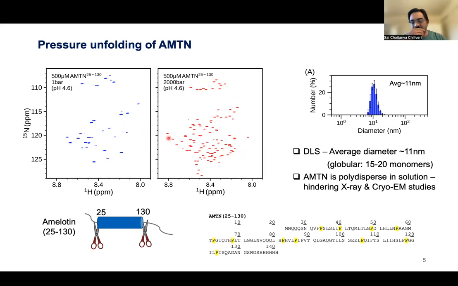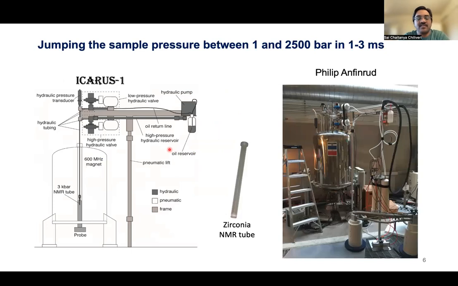This allowed us to perform high pressure NMR experiments by rapidly switching between high pressure and low pressure. This is an apparatus that was developed a few years ago in our lab in collaboration with Dr. Philip and Finruth at the NIH.